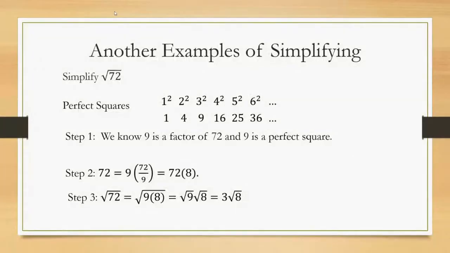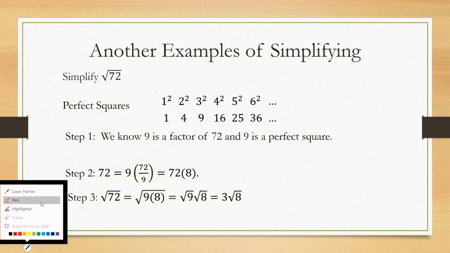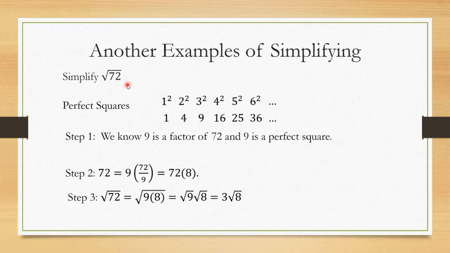Okay. So here's another one, the square root of 72. So now we have to wonder, is this simplified? Well, 72, I mean, you could list all the factors, but we know 9 itself is a factor. And 9 is a perfect square. So right away, that tells us the square root of 72 is not simplified. Okay, so let's simplify it.